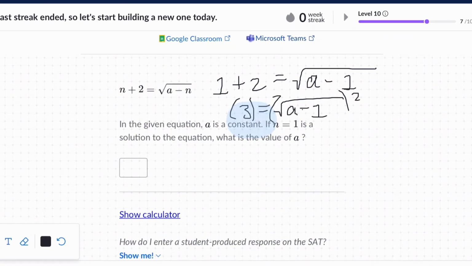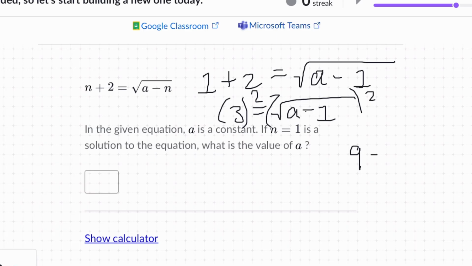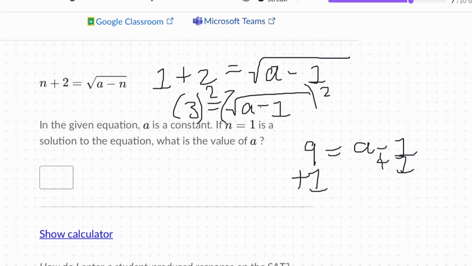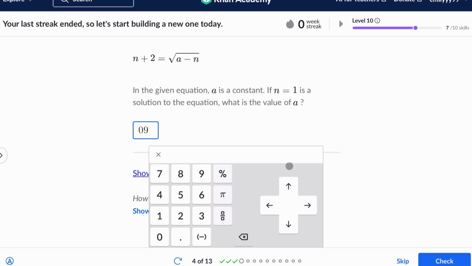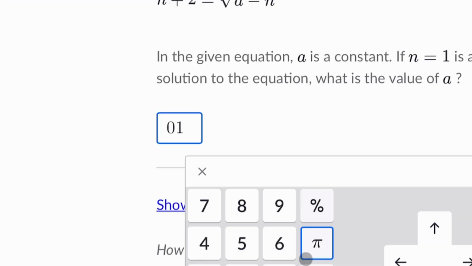Then we can square each side. That's going to give us 9 is equal to A minus 1, plus 1. So A is equal to 10. If we do that right here, 10 minus 1 is equal to 9. 1 plus 2 is equal to 3. Square root of 9 is equal to 3, yeah, both sides are going to equal 3. So the answer is 9. Oh, sorry, 10. So the answer is 10. Bruh.